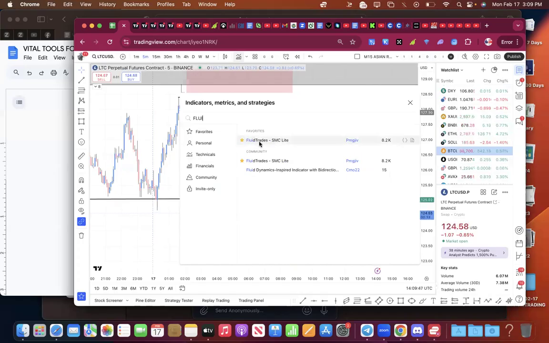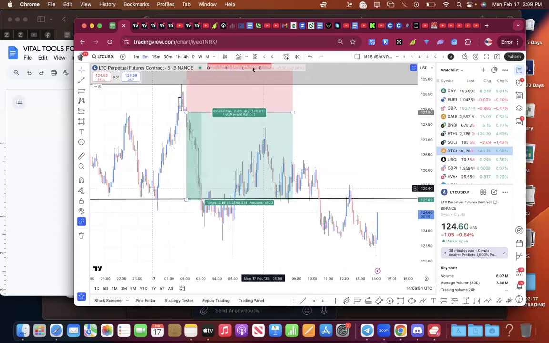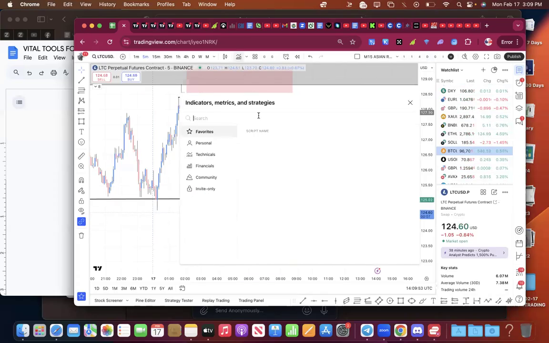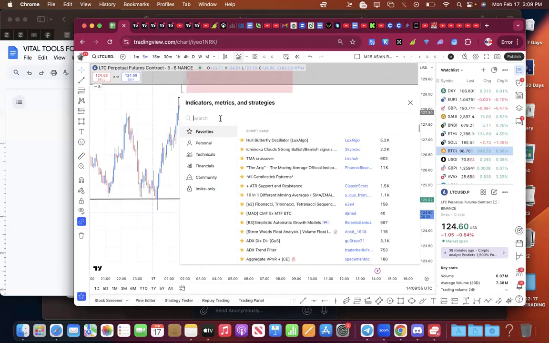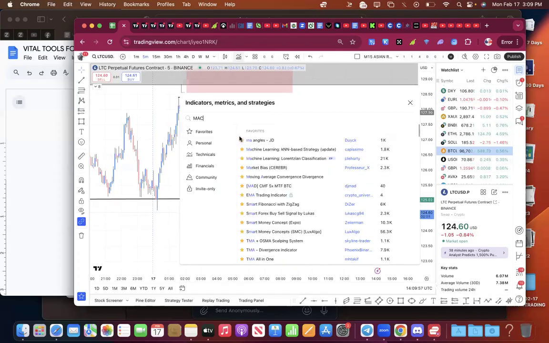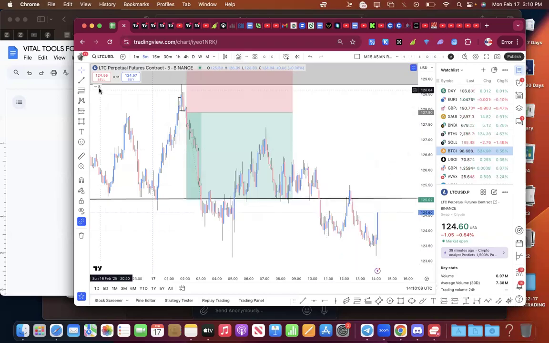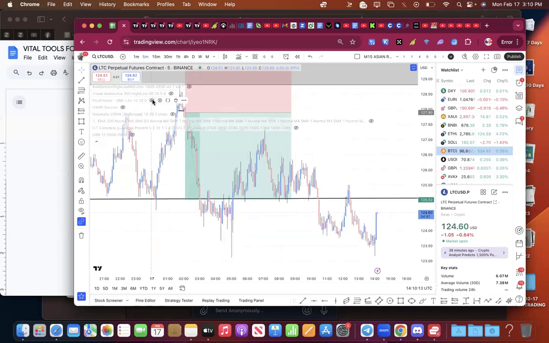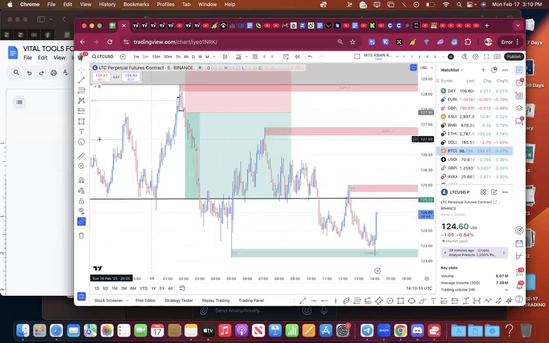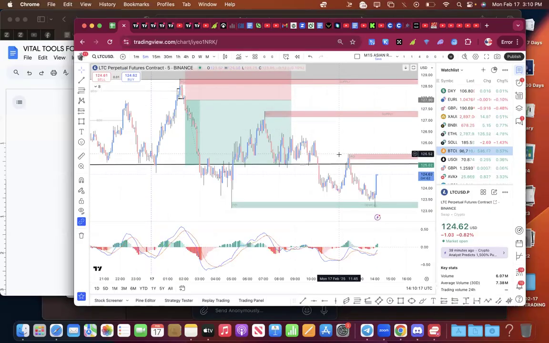Look at it. Flu trade SMC light. Add it and then you go to your indicator again and look for MACD. That's called MACD. But if you are going to see the write-up to give you the interpretation, it says moving average convergence divergence. Okay. So you're going to add it. In my own case, I already have it here, flu trade. So I just enable it, right? And then MACD, I just enable it equally.